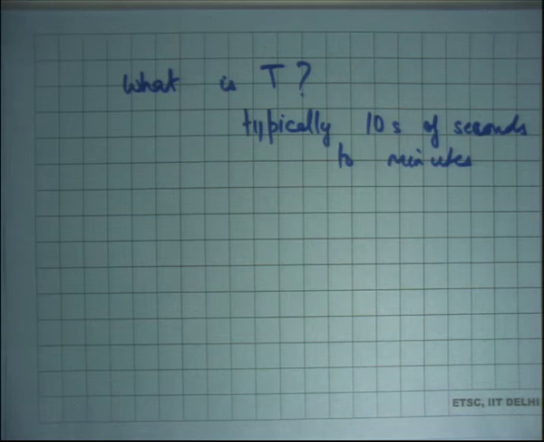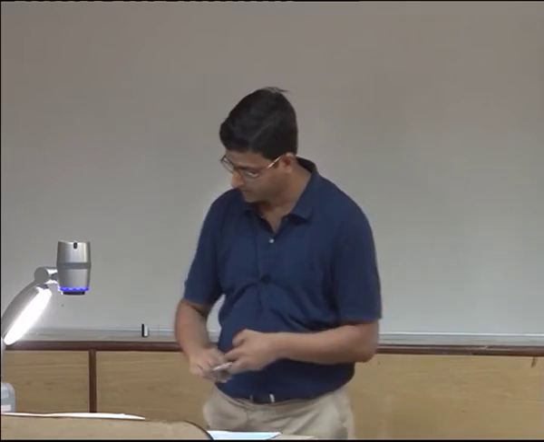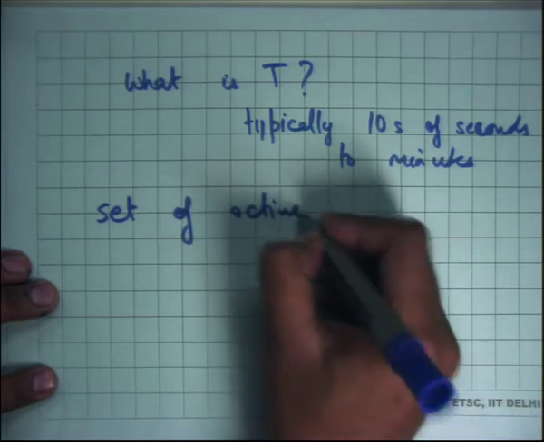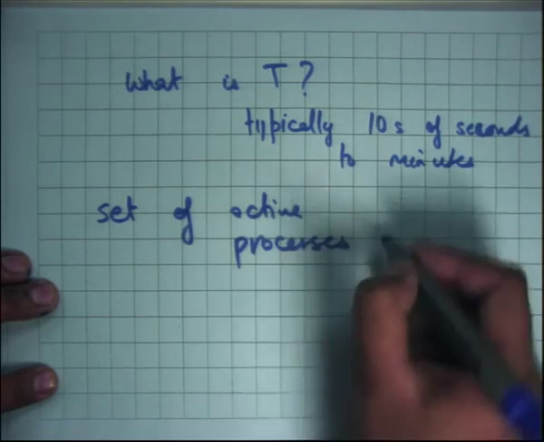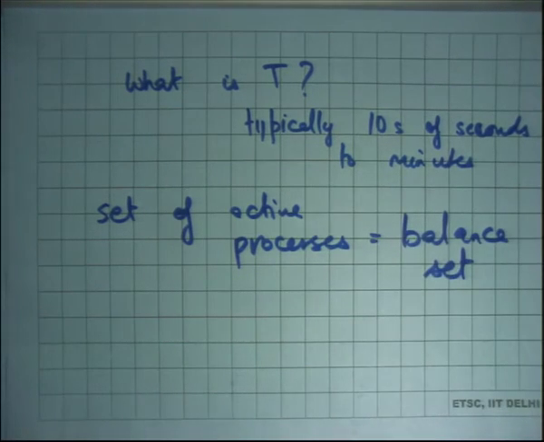Also, you need to handle changes in your working set. As the working set is changing, you need to figure that out dynamically, and based on that change the set of active processes. This set of active processes is called the balance set. The operating system makes sure that the sum total of the working sets of the balance set of processes is less than the size of physical memory.